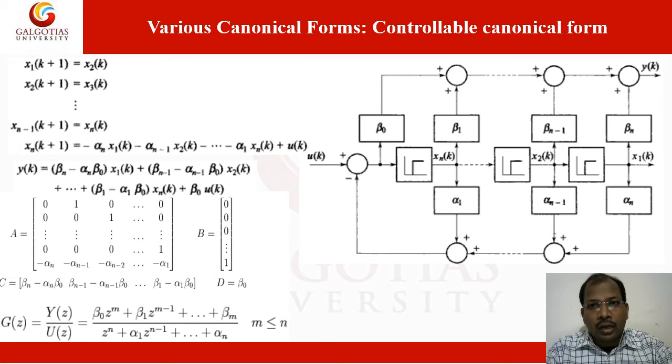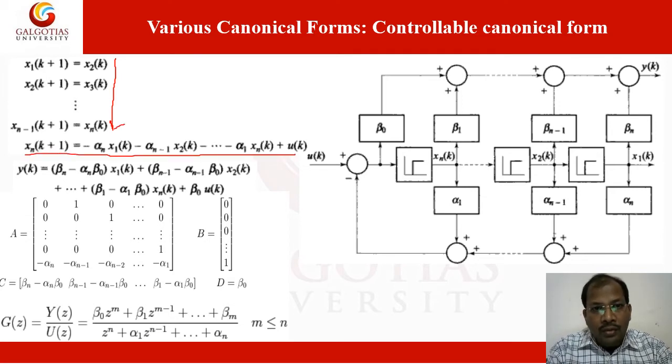So, various canonical forms. This is the controllable canonical form. Here we are considering the controllable canonical form. So what are the representations? Here x1(k+1), x2(k), x2(k+1) and so on. This way we have to represent all the state variables, and x(k) is written in this form. When we combine them, the output is given in this form. So A is represented in this form, B is 1 and C is equal to 1.